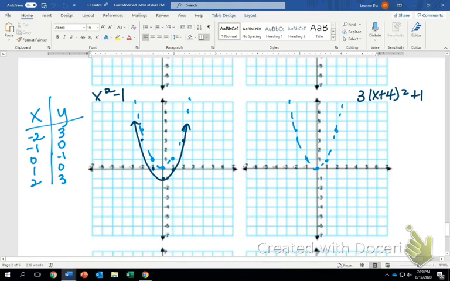So I can double check that these points are actually on my graph, and they are. I can see them here, here, here, here, and here. Okay, so I know I did it correctly.